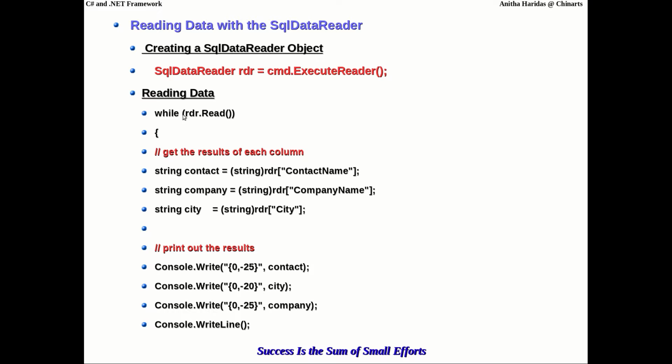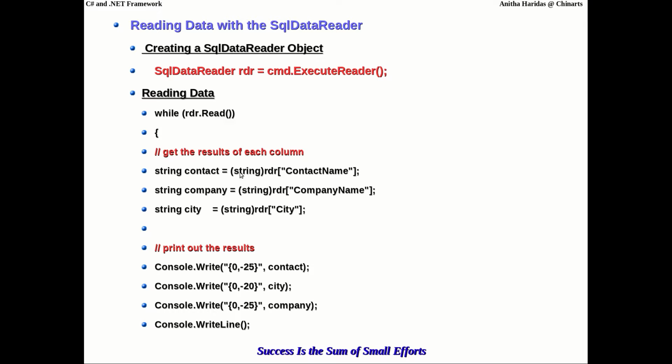So you can use your while statement. You can say rdr.read. If there is a record, the read method will return true. If there is no more record, if it reaches end of record, then the read method will return false. So please make a note of it. The read method returns true if there is data in the reader, and it returns false when it reaches end of record.